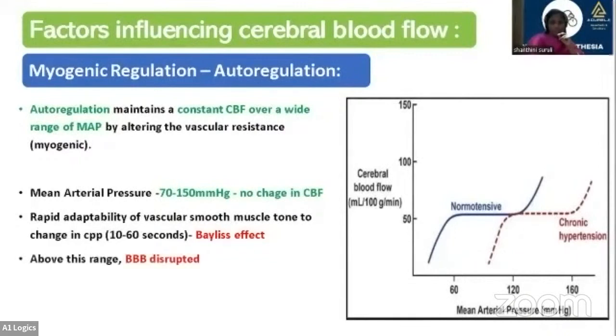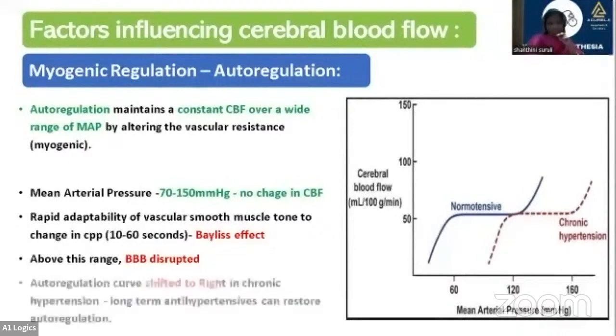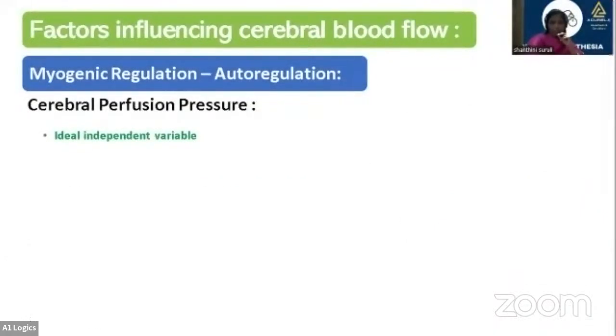The rapid adaptability of vascular smooth muscle tone to the change in cerebral perfusion pressure is within 10 to 60 seconds, and this is known as the Bayliss effect. Above this maximum autoregulatory range, that is above 150 or 170, the blood-brain barrier is disrupted. In case of chronic hypertension, the autoregulation curve is shifted to the right. The lower limit of the autoregulatory range in a normal person is 60 or 70. In a hypertensive, it is around 100 to 110. And long-term antihypertensives can restore this autoregulation.